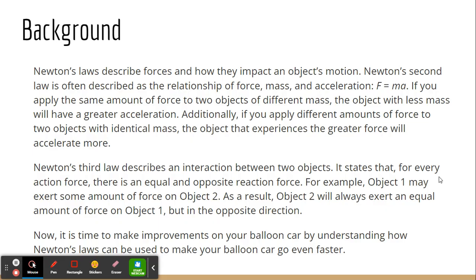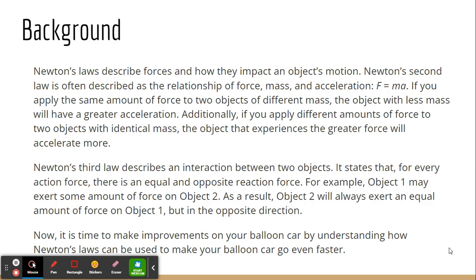Newton's third law describes an interaction between two objects. It states that for every action force, there is an equal and opposite reaction force. For example, object 1 may exert some amount of force on object 2. As a result, object 2 will always exert an equal amount of force on object 1, but in the opposite direction. Now it is time to make improvements on your balloon car by understanding how Newton's laws can be used to make your balloon car go even faster.